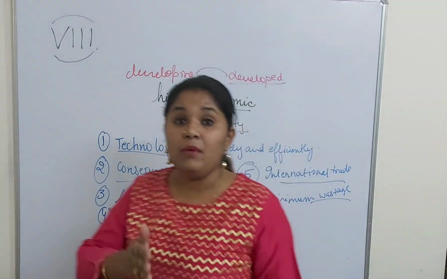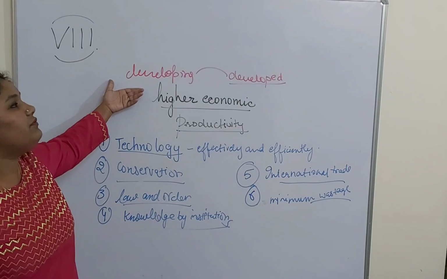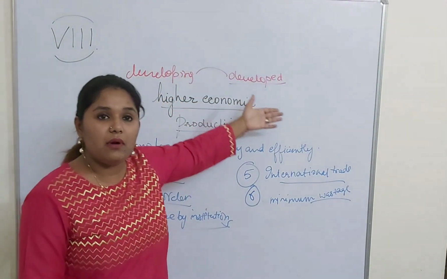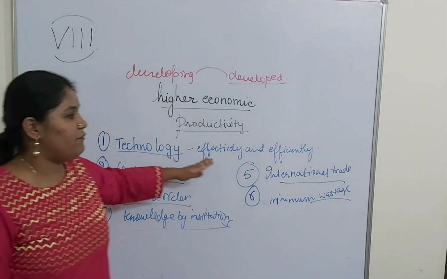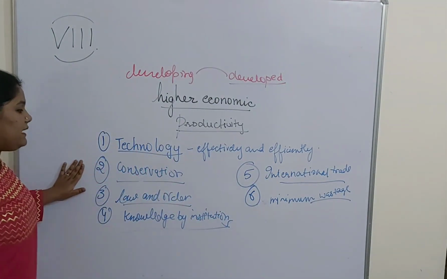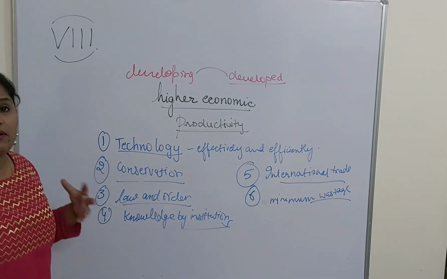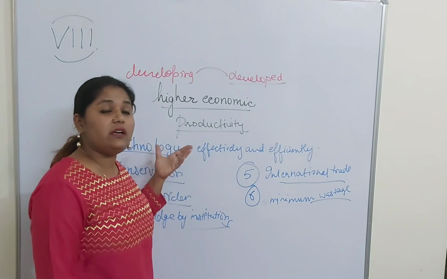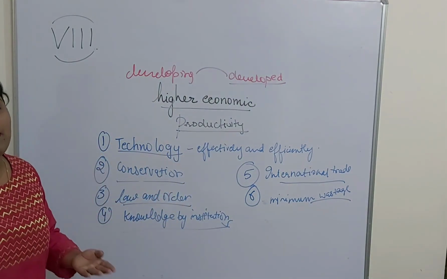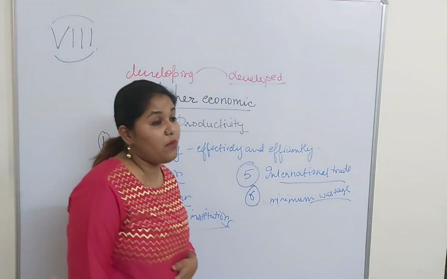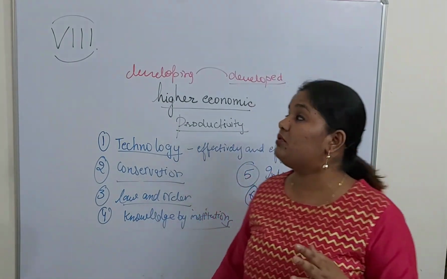A question can come: suggest any five methods by which India can transform itself from a developing country to a developed country. Right? So the first point is technology, that has to be effectively and efficiently followed. Second is conservation of resources, I explained to you. Third is law and order, that means whatever laws the government has issued have to be followed. Peace has to be there among the people. Fourth is knowledge by institutions. Various institutions should provide knowledge to the people so that they can utilize that knowledge and contribute to the economic development.